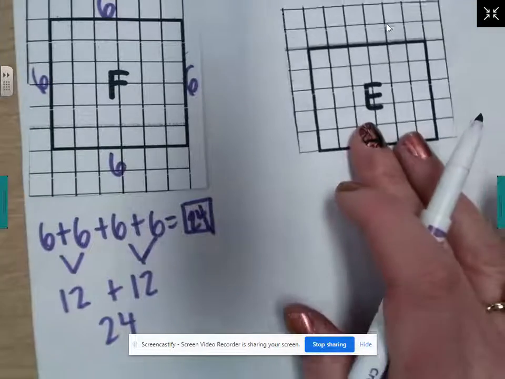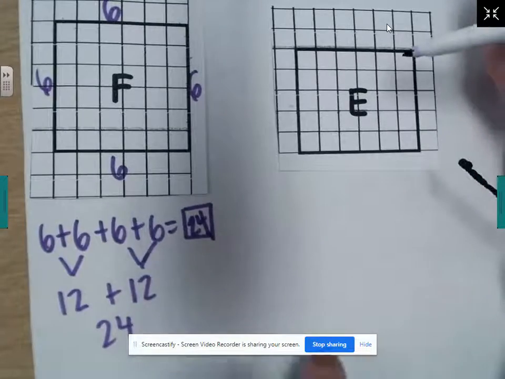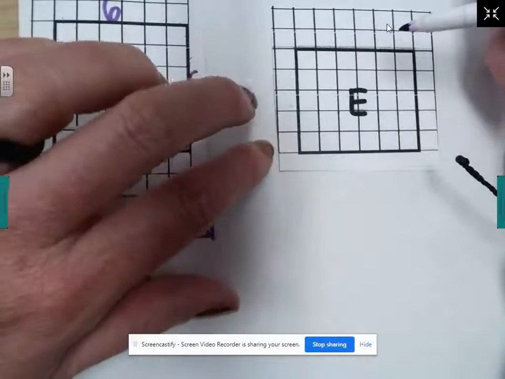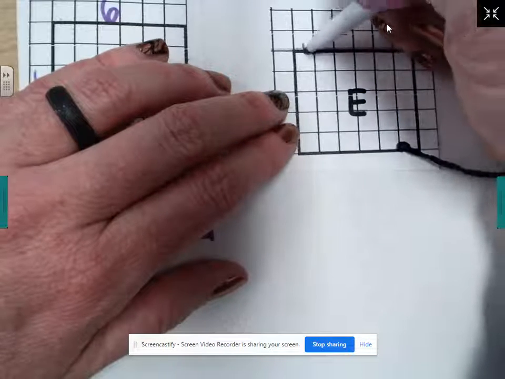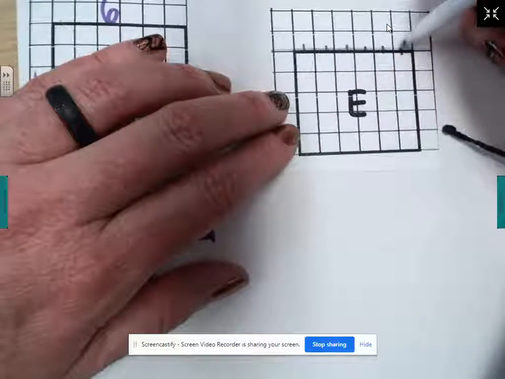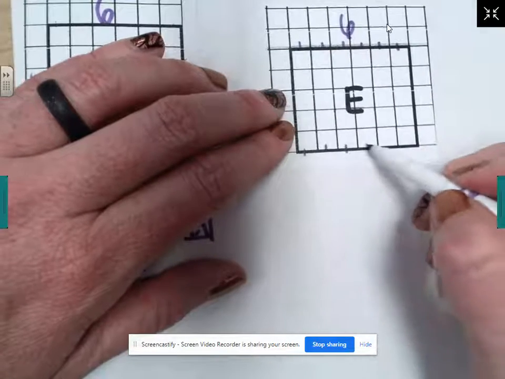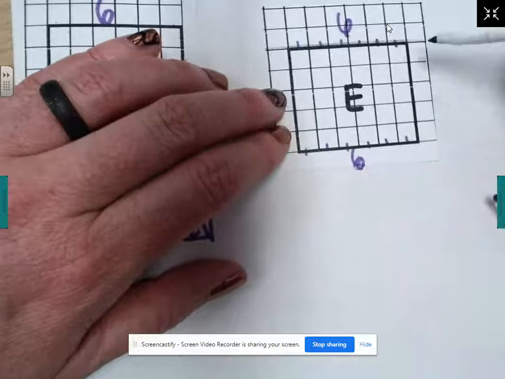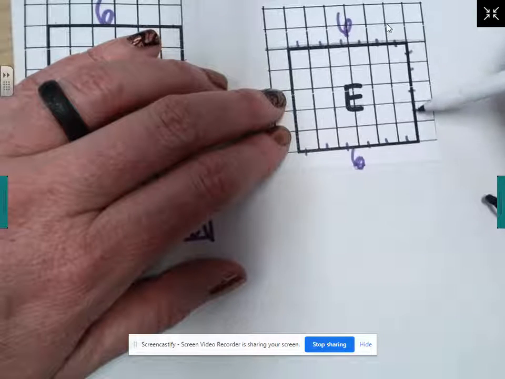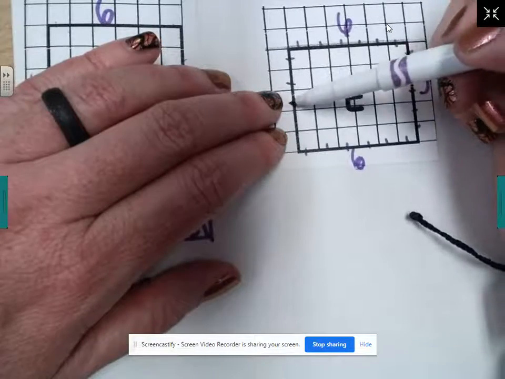All right, let's try one more. Again, this is just another square. Maybe it's a rectangle. Let's find out. We're just going to count up the number of blocks we see all the way around the edge. 1, 2, 3, 4, 5, 6. This side's probably 6. Let's check. 1, 2, 3, 4, 5, 6. And then going down the side, 1, 2, 3, 4, 5. So this side's probably 5. 1, 2, 3, 4, 5.